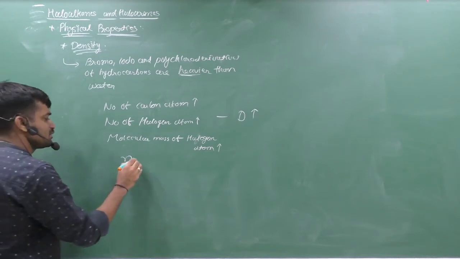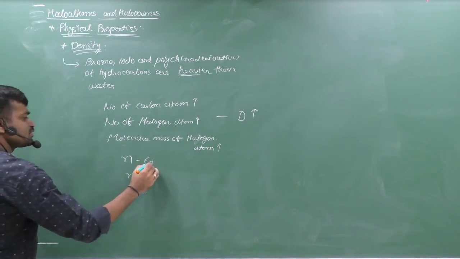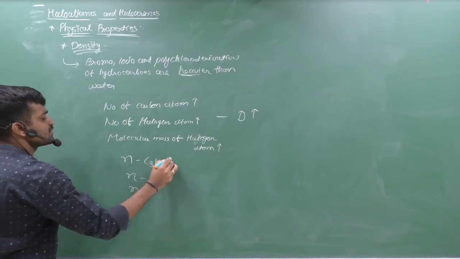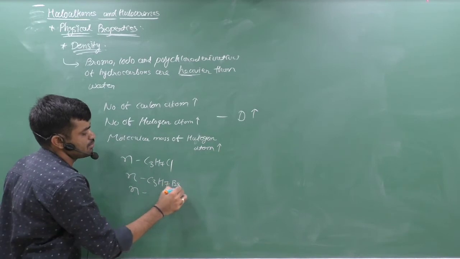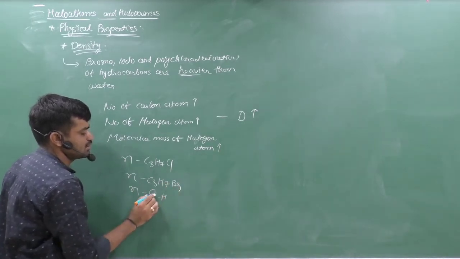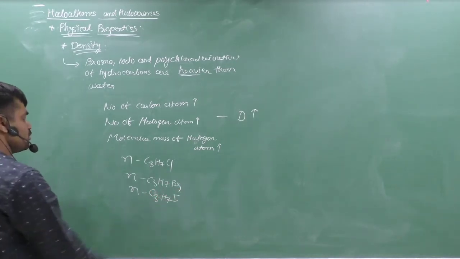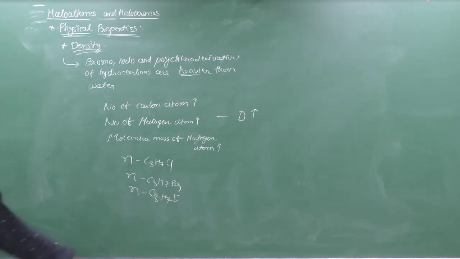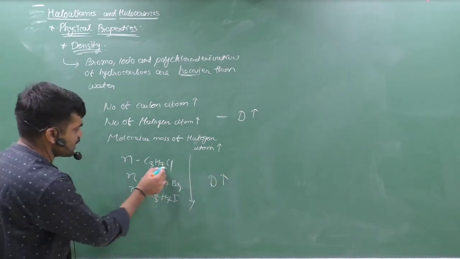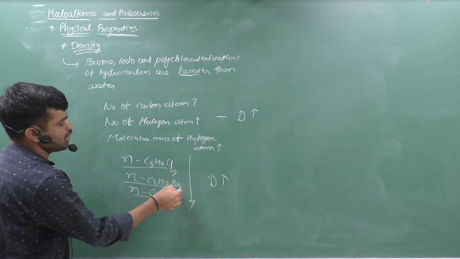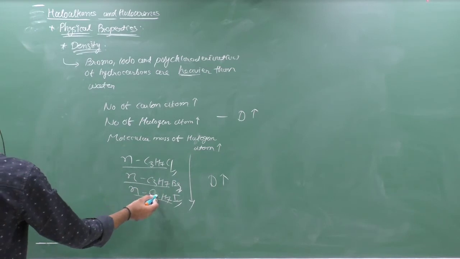Suppose we compare some trends. We can have C3H7Cl, C3H7Br, C3H7I: normal propyl chloride, normal propyl bromide, normal propyl iodide. If you go from up to down, the density increases because these parts are the same. Here the molecular weight of the halogen increases, therefore density increases.